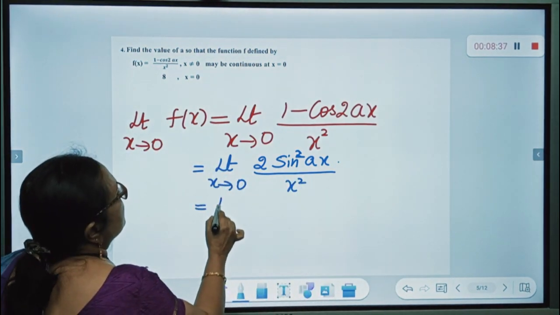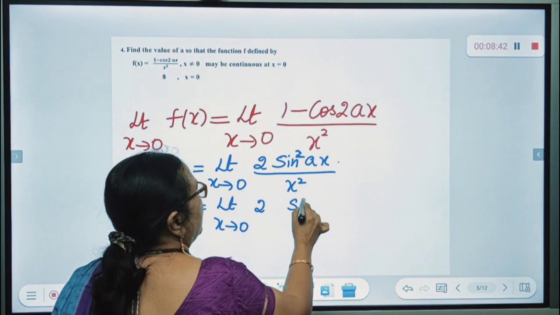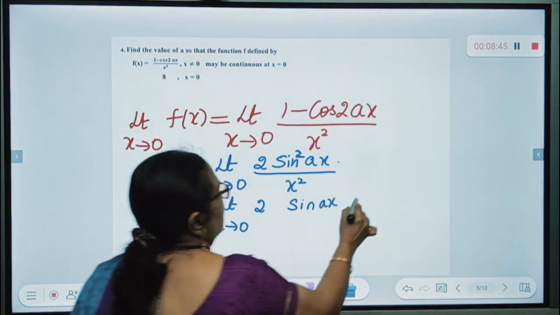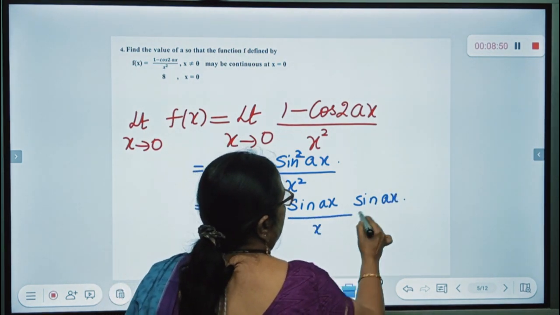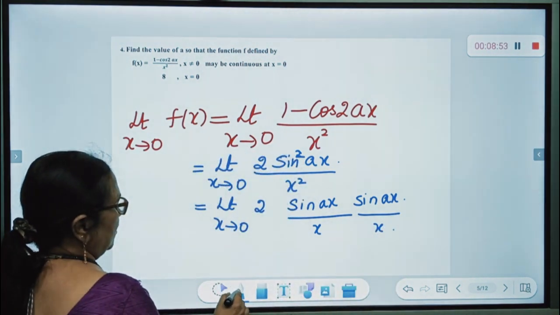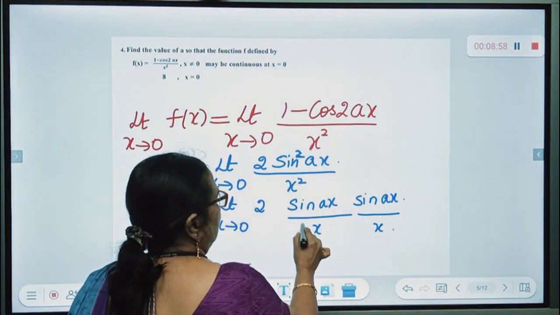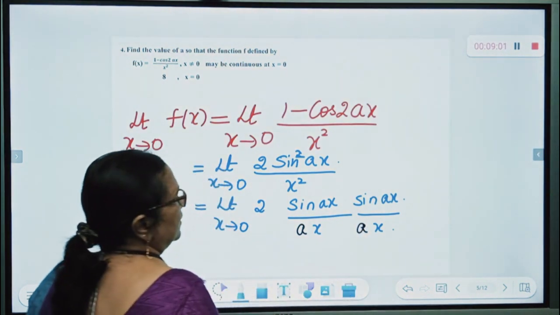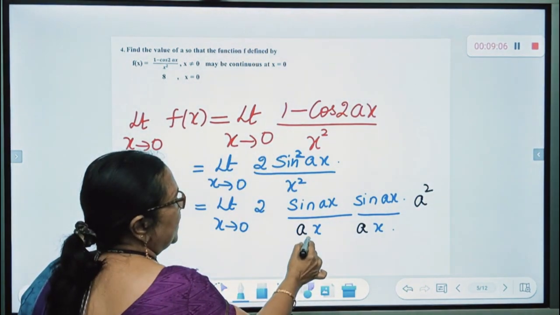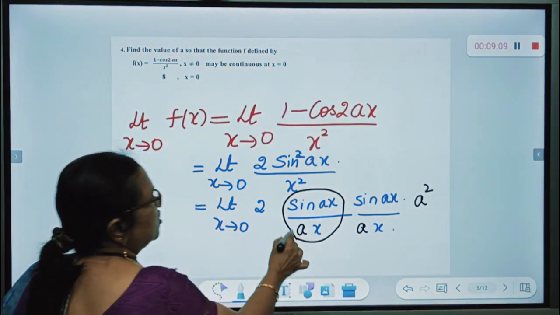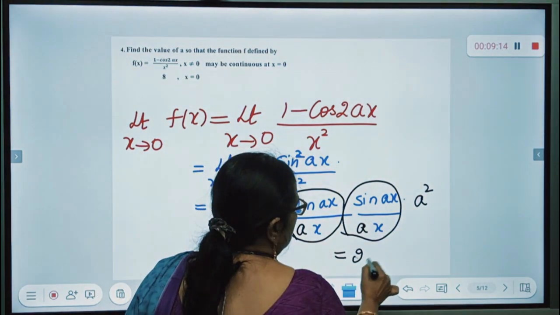This I can write as limit x goes to 0 of 2 into sine ax into sine ax. I have x and I have x here. So what I am going to do is multiply and divide by a square. I have divided by ax. Why? Because as x tends to 0, this will become 1, this will become 1. So giving you 2a square.